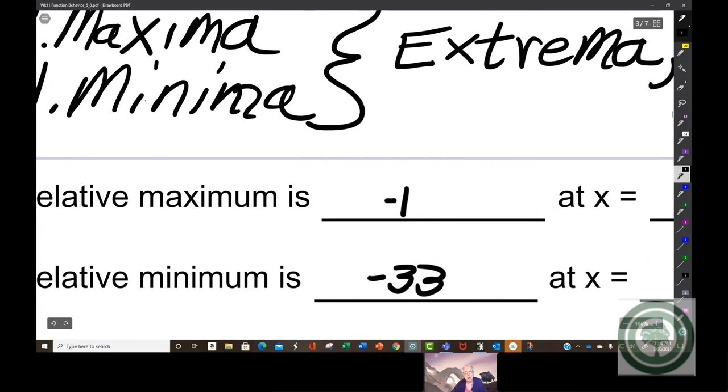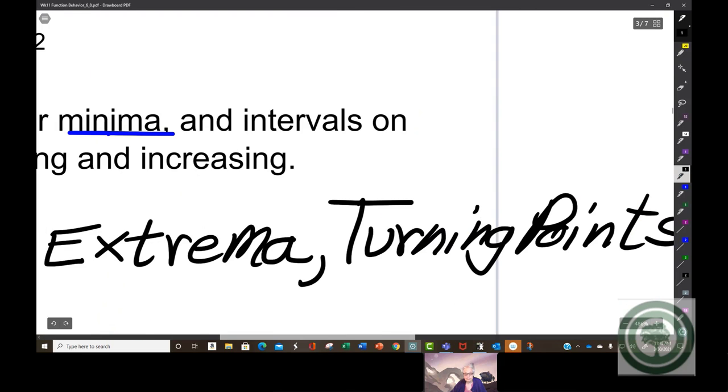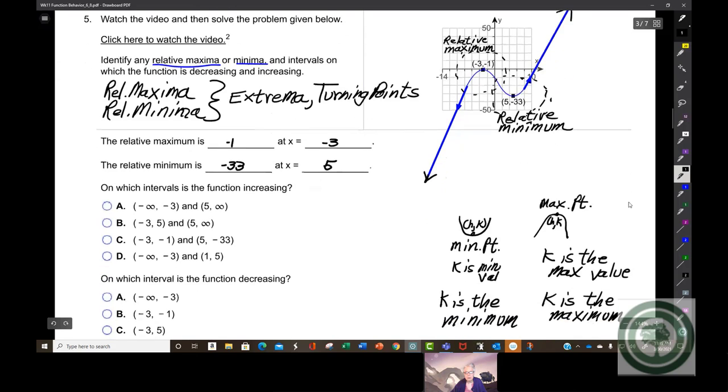So the x coordinate and the y coordinate both have a special meaning. The x coordinate says where the relative minimum is located. And the y coordinate says what the relative minimum is. And now comes the question, because the relative maximum point and the relative minimum point are what separate increasing from decreasing, which is why they're turning points.